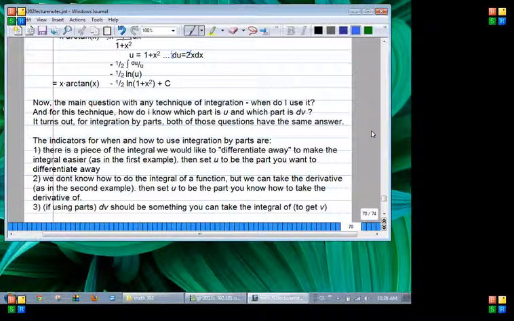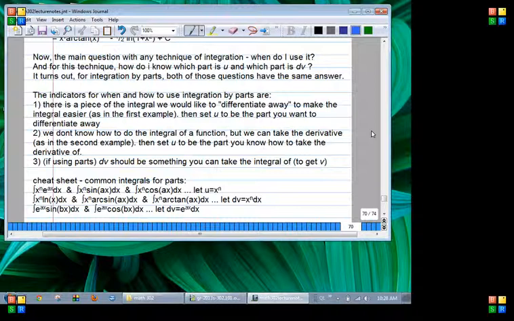Okay. So right now, I'm going to give you a nice little cheat sheet, because I'm going to be very helpful.